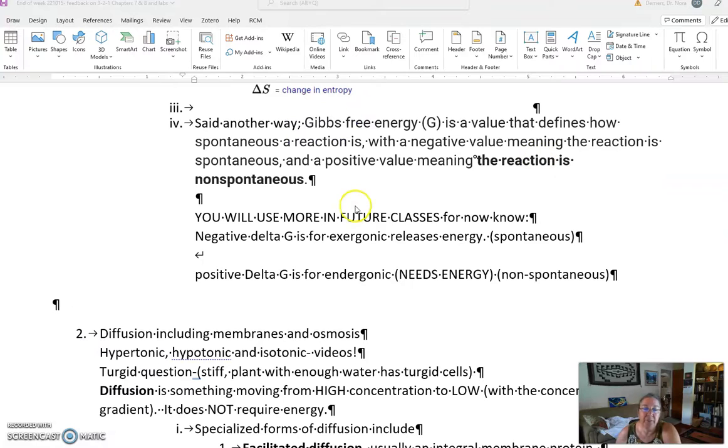The thing I want you to know for Biology 1 is that if it's a negative delta G, it's exergonic, it's spontaneous, and it releases energy. You're going to see this again. It's in the book. Positive delta G is endergonic, needing energy, non-spontaneous.